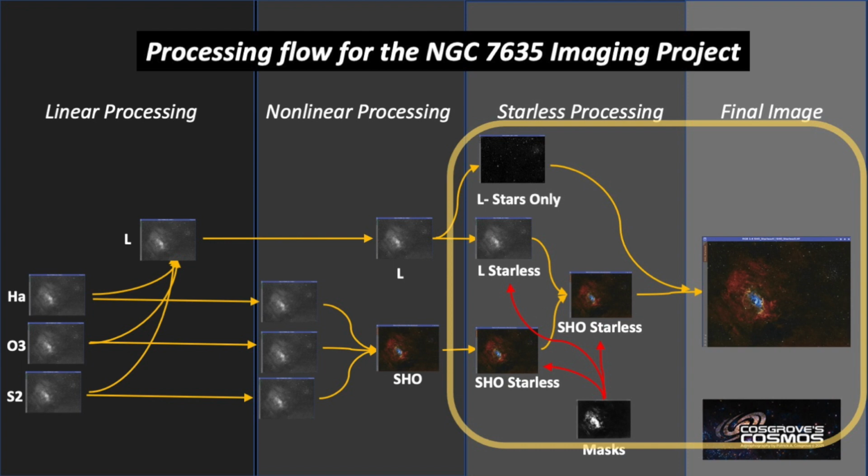At this point, we're ready to focus on the last phase of the operation. We're going to process our color starless image. We're going to create some masks that will help us to do that. And then we'll begin to fold the images together to get our final image.